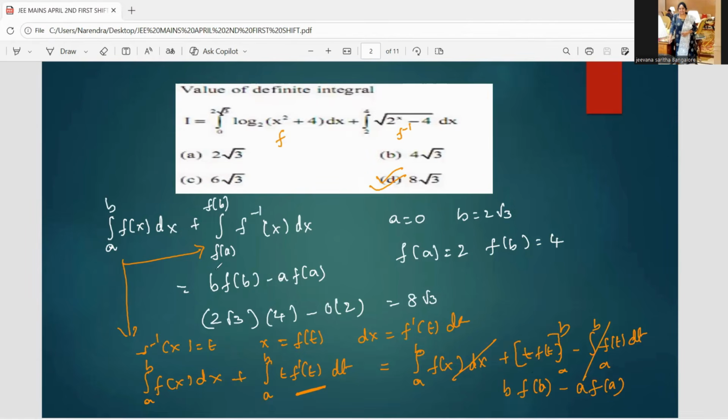But for proving, we need time. If we remember the result directly, we can just use the a, b values, f of a, f of b, and this problem can be solved in less than a minute. According to me, it's a scoring question. Let's see the next question.